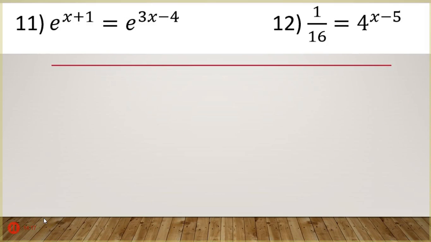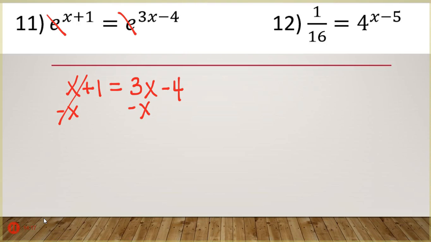Sometimes the base is already the same and we don't need to rewrite them. Number 11 gives us an example of that exact situation. So we already had a common base, so we can drop it. And from there, solve it. Resulting in 5 equals 2x, or x equals 5 over 2.